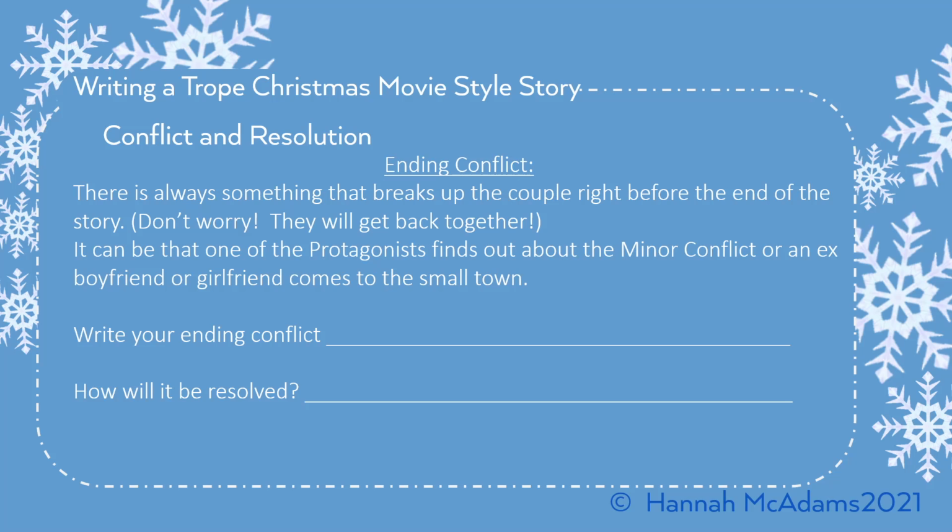So hopefully that makes some sense, but all you need to do is figure out what your conflicts are and how they will be resolved. Okay, you will have at least two conflicts. The major conflict that protagonist A is facing, and the major conflict that protagonist B is facing. And then there's like a minor conflict that sometimes sneaks in, and then there's an ending conflict that breaks them up for some reason. And sometimes they're the same, and sometimes it's an extra little thing. Does that make sense? I hope so.